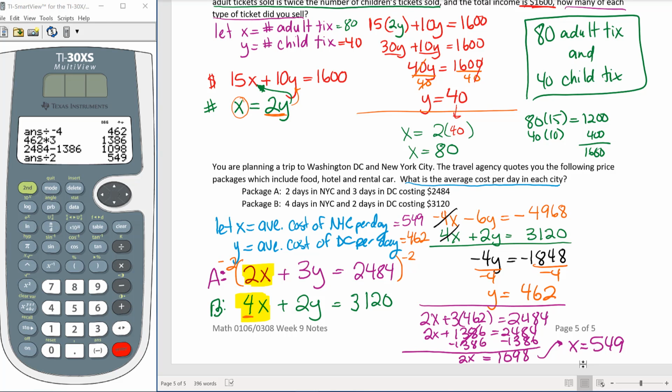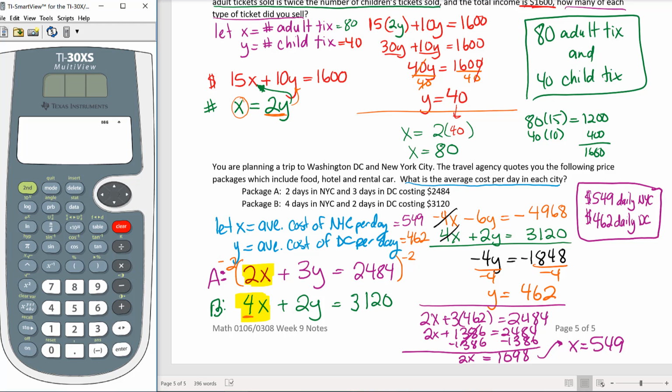So I'll summarize my answers. 462 is our daily rate in D.C., and 549 is our daily rate in New York City, and those are our answers. And if I want to, I can go back and check my work.